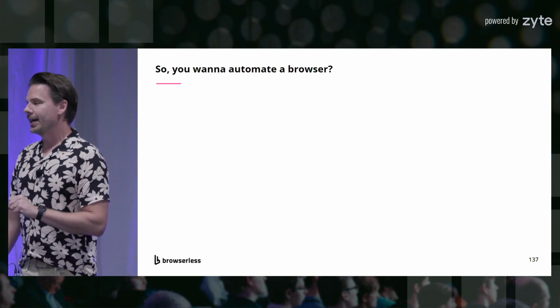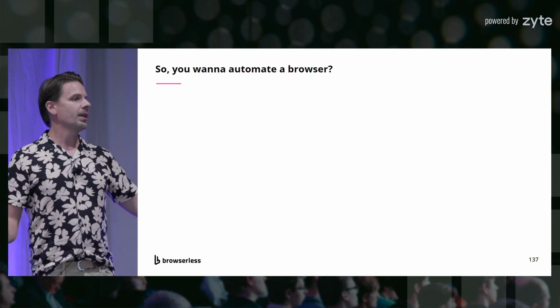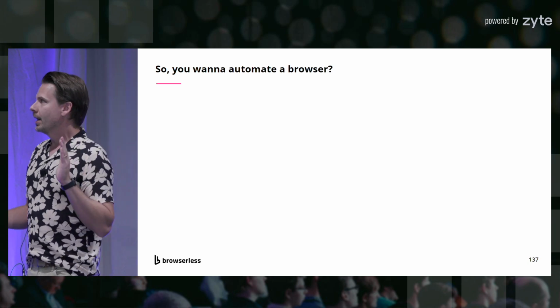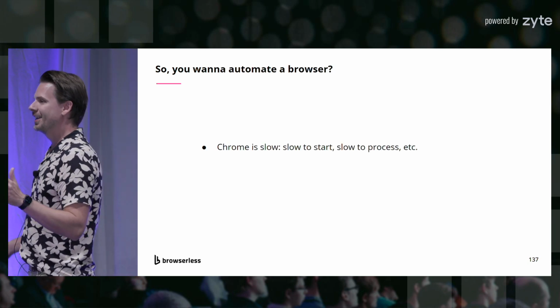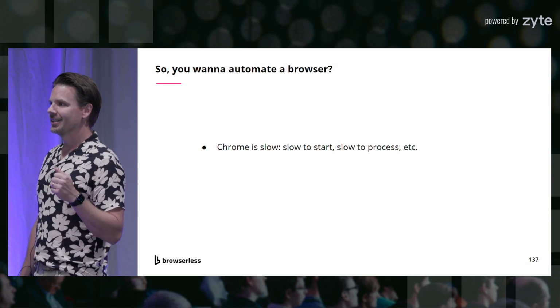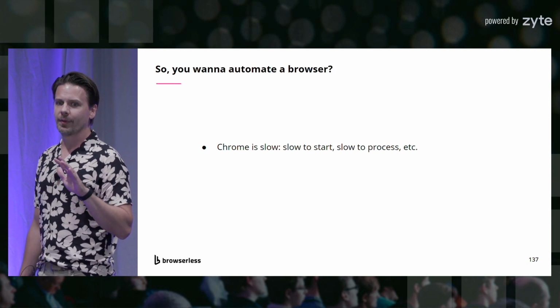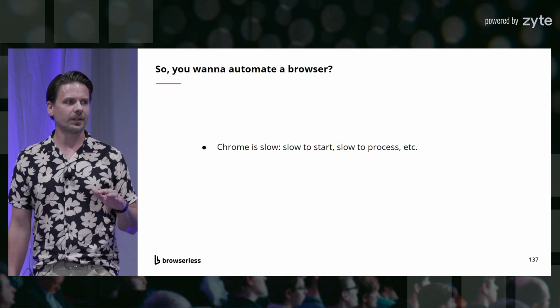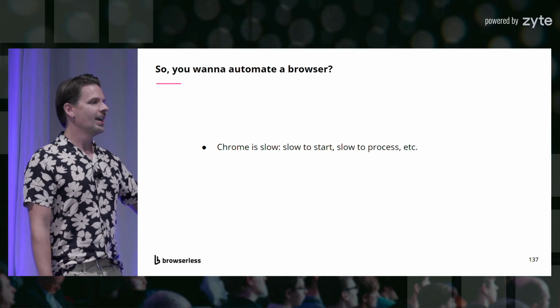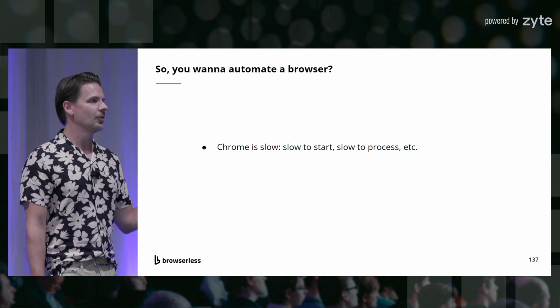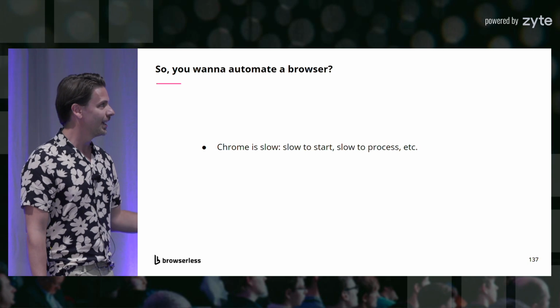So let's start with this. You want to automate a browser. You want to do something with the web. The web is a really chaotic place. It's funny to listen to all these talks and hear people talking about using a browser when you would want to, and it's always at the very end. Unless you absolutely have to, don't. Wait until you absolutely have to.